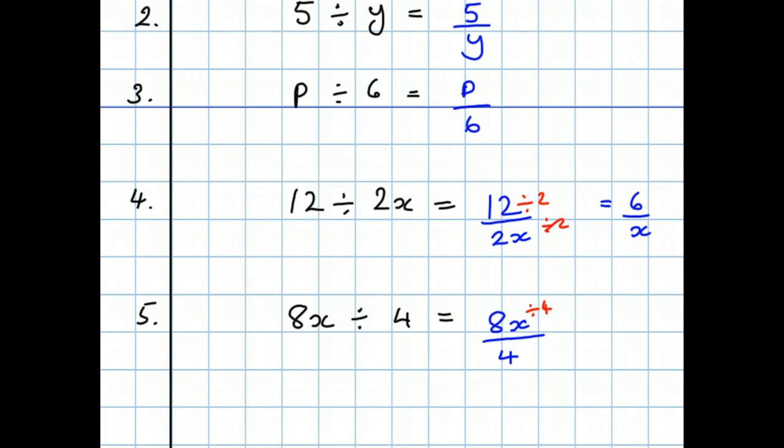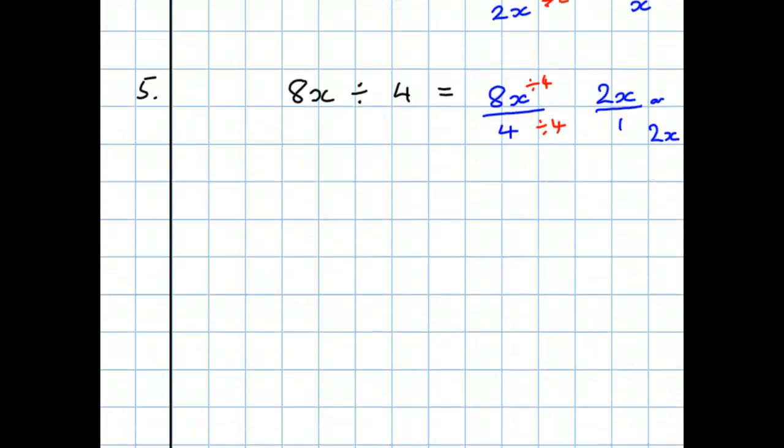The highest common factor is 4. So we divide 8x by 4 to get 2x. 8 divided by 4 is 2. 8x divided by 4 is 2x. 4 divided by 4 is 1, or just 2x. Let's go through that again, because that's going to play an important part when it comes to factorisation.